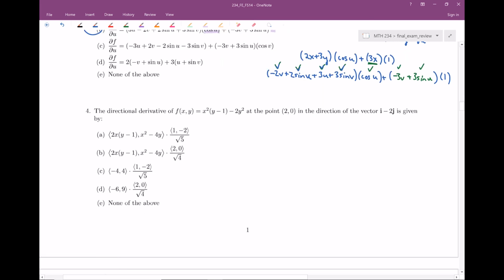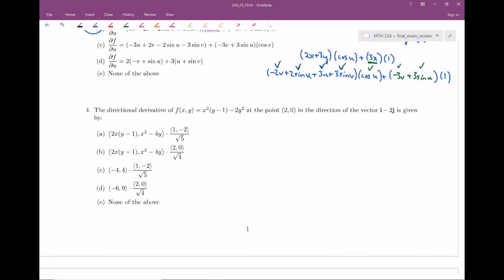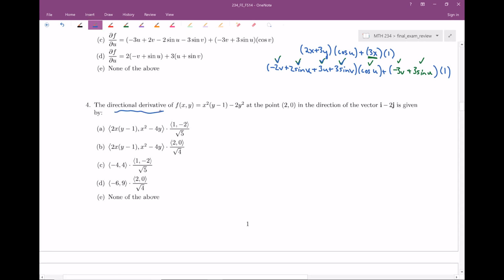All right, let's do one more, the directional derivative. We have some f at the point 2, 0 in the direction of i and negative 2j. It's given by which of the following? So we need to remember the directional derivative. It is given by the gradient of f at our specific point dot u. And this is supposed to be a unit vector in the direction that you'd like.